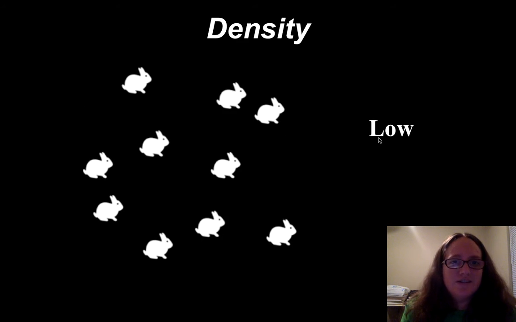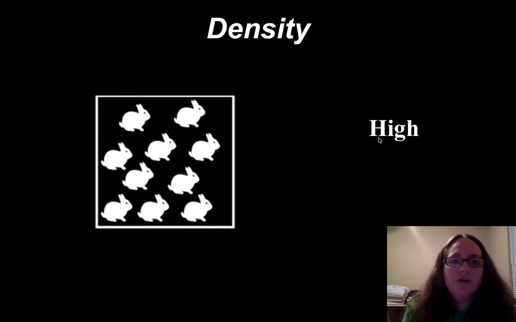So looking at density, in this situation, we would have a low density. They're all just kind of scattered around. Or we could have a high density. They're in a much, much smaller area. And if you remember from other science classes, density is mass divided by volume. And in this case, you have number of organisms divided by an area.